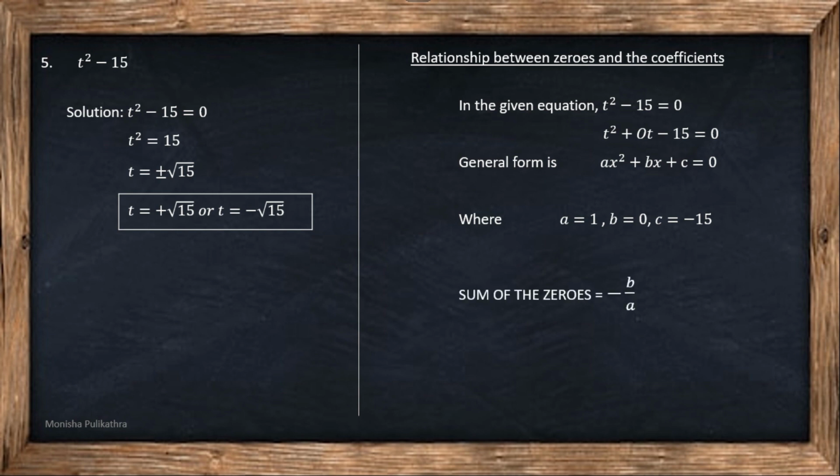So write down the formula for sum of the zeros. Sum of the zeros is minus b by a. So 0 by 1. Since 0 is a neutral number, it doesn't have any negative or positive side. So 0 by 1 is equal to 0. Then product of the zeros is c by a. c is minus 15 and a is 1. So minus 15 by 1 is minus 15 itself. I hope you understood this fifth problem also.